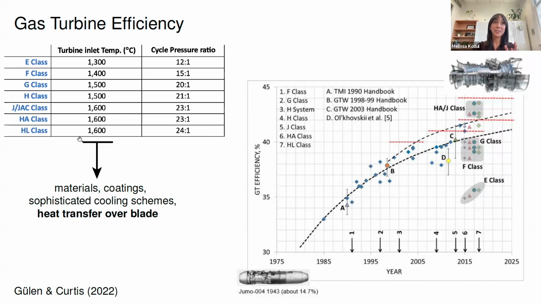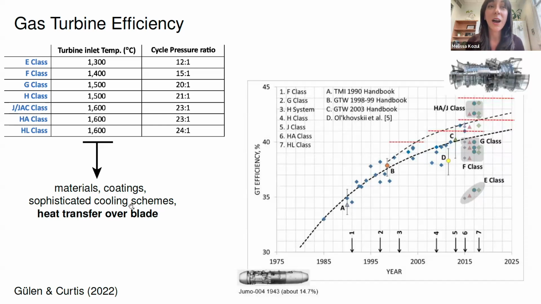And I want to point out these firing temperatures now are actually hundreds of degrees above the melting temperature of the blades themselves. So it's pretty incredible. Modern gas turbines, it's like you're putting an ice block in an oven and it never melts. So this has been achieved with these ceramic coatings over the metal surface and also very sophisticated cooling schemes.